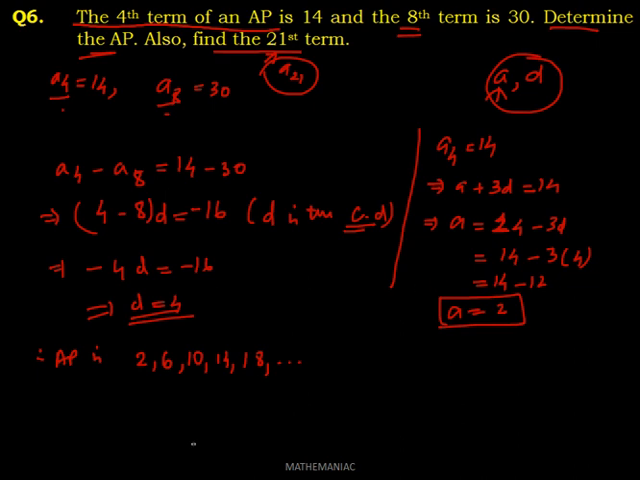Now the 21st term is not a very big deal for you. A21 is a plus, what shall we write? It is 20d. Now put the value. I will not go for this calculation. It's easier for you, right? I hope it is clear for you.